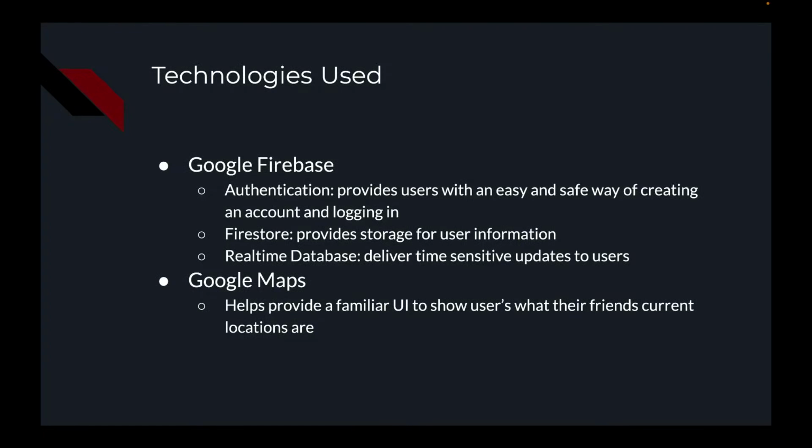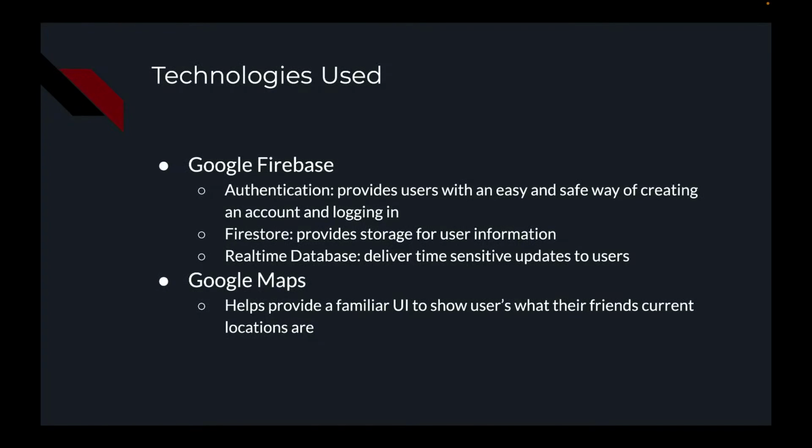Firebase's Firestore allows us to track information about users like their current friends and friend requests that pairs nicely with Google's real-time database to reliably deliver updates to a user's friend when it comes to their plans that they have posted about and updates to their location.